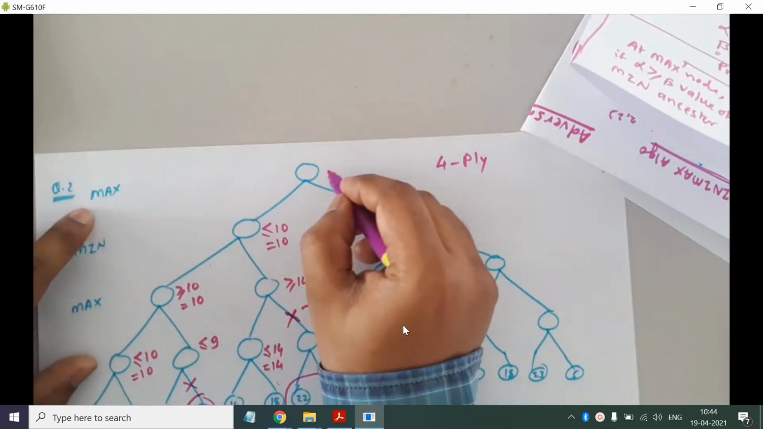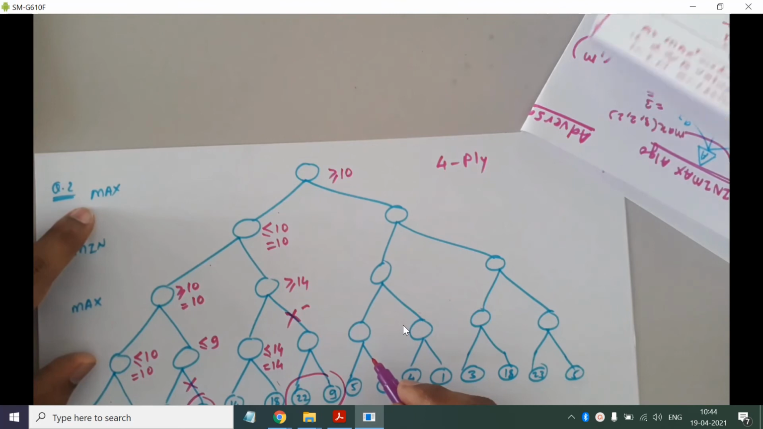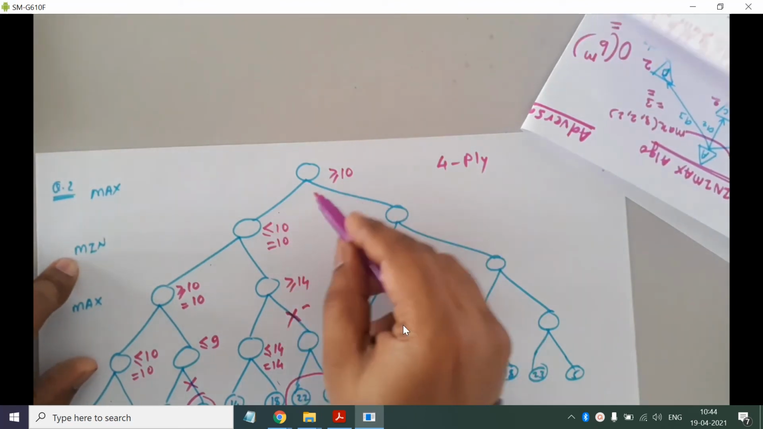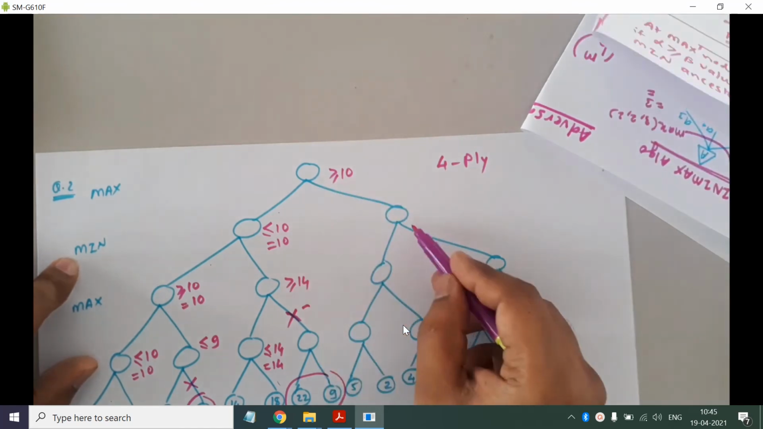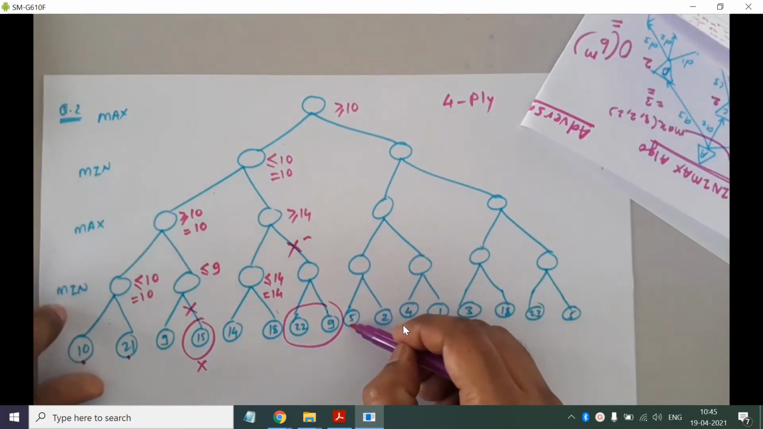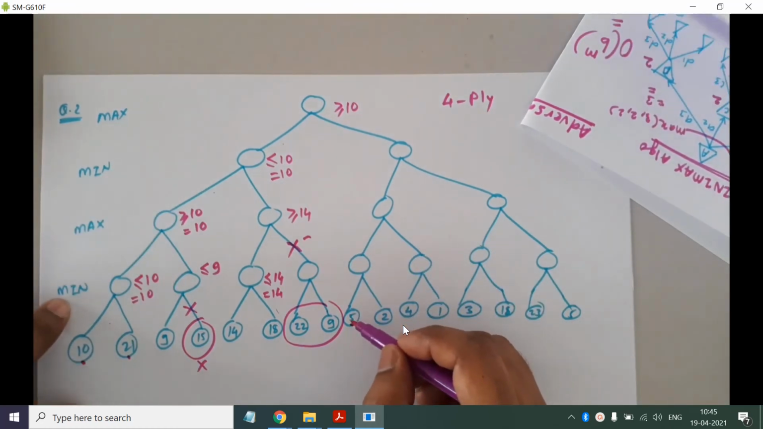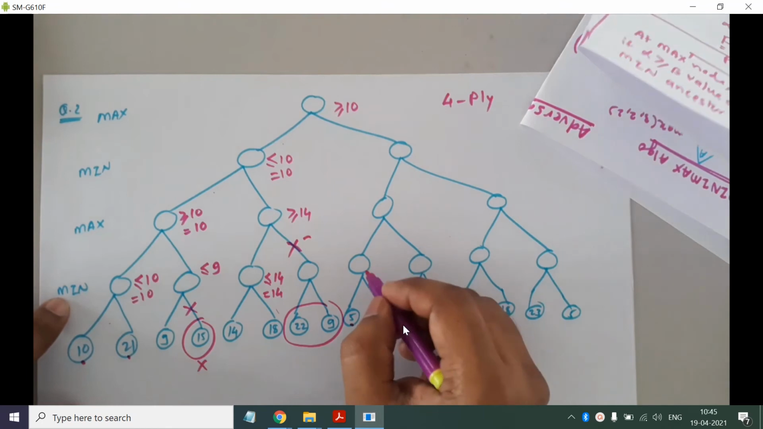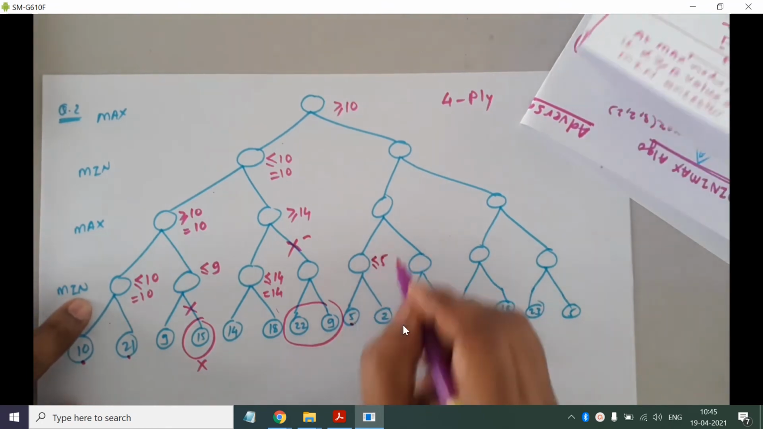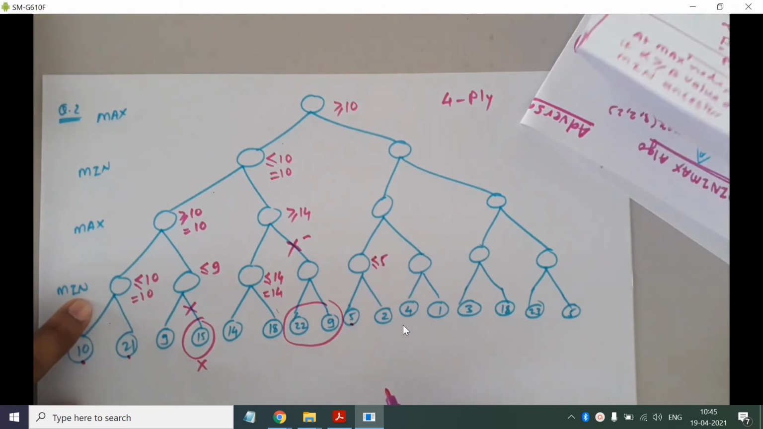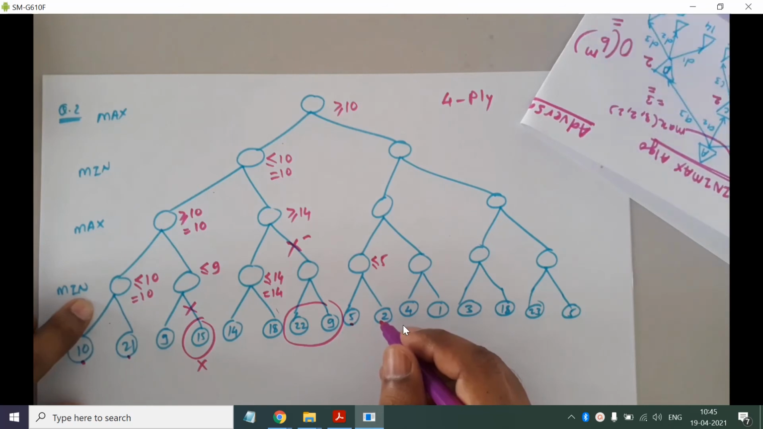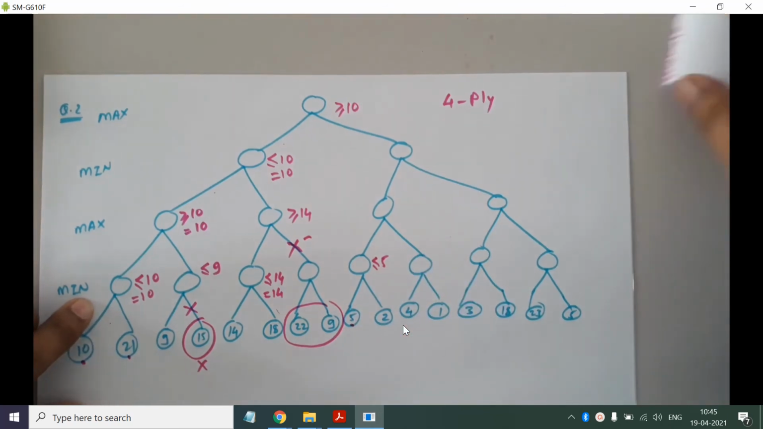Now at the max level he wants a value greater than 10. If he comes in this branch, he is getting 10. He wants a higher value from this branch, so we'll come here and visit this node. This is a min node, so at this level, lesser than 5. Now what is happening here?